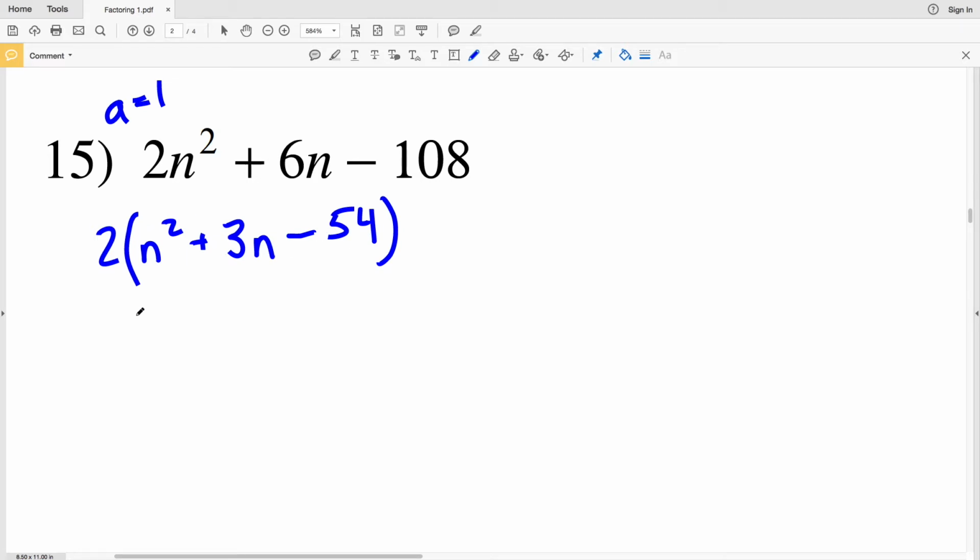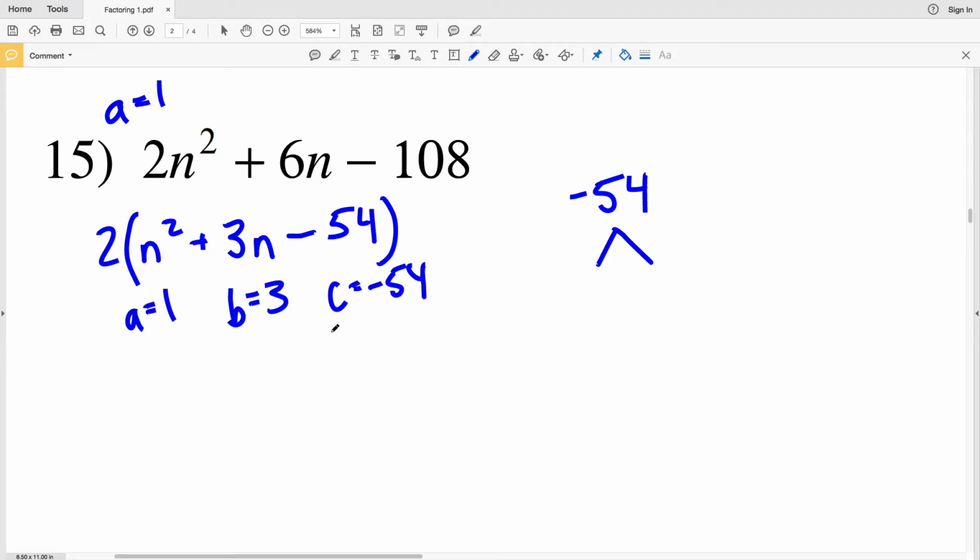Now look, our a is indeed 1, our b value is 3, and our c value is a negative 54. So I need to find two numbers that multiply to give me negative 54, but add to give me a positive 3.